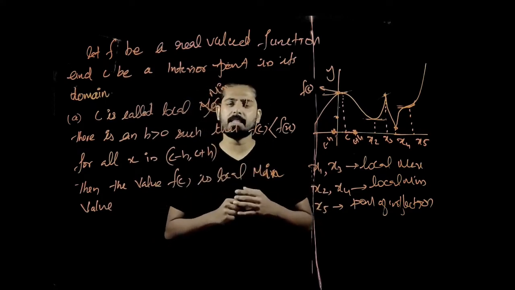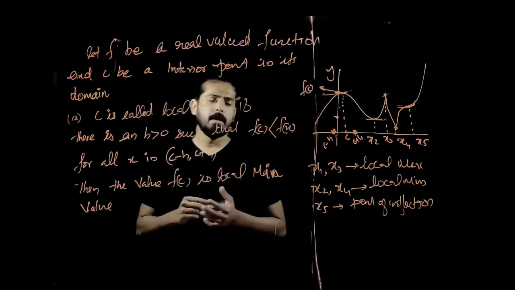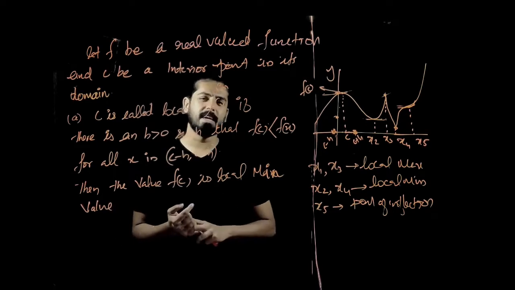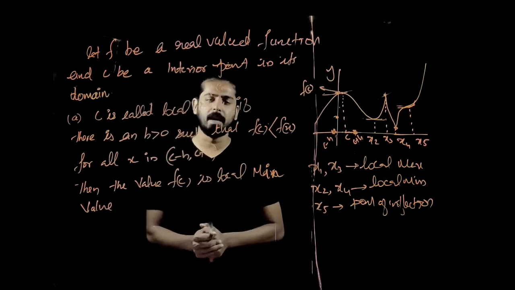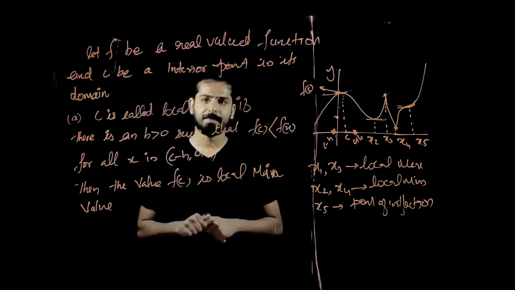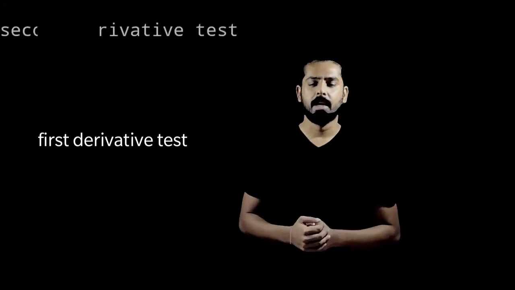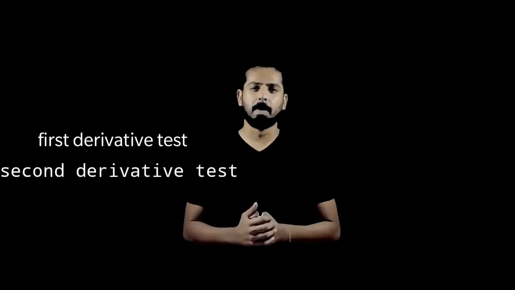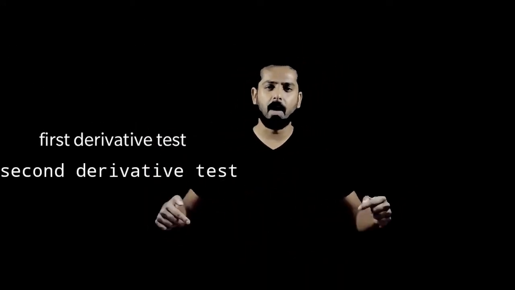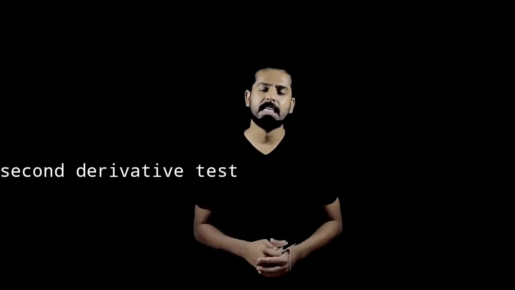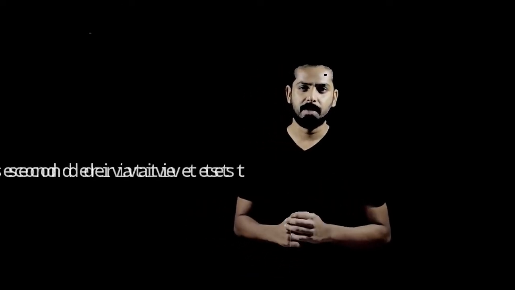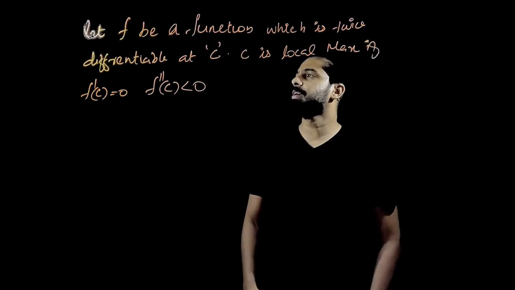Okay. So after this, now let's go to the first derivative test. How will we find the local maxima and local minima? We have two methods to find the point of local minima and local maxima, which are the first derivative test and the second derivative test. In the last class, we already explained what the first derivative test is. Now we are going to explain what the second derivative test is. This is the second derivative test.